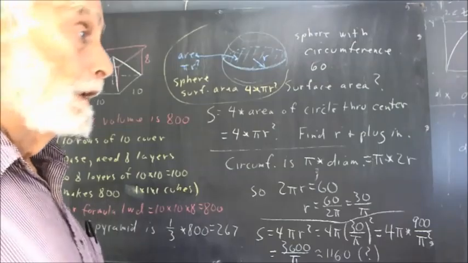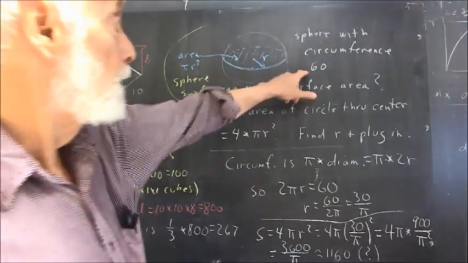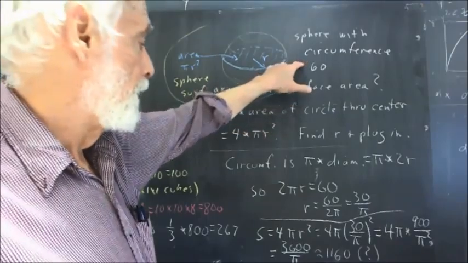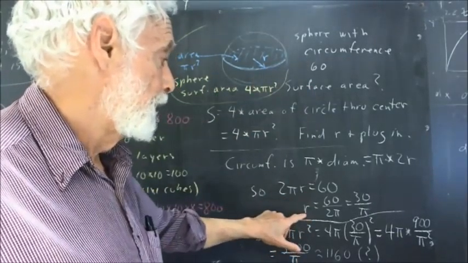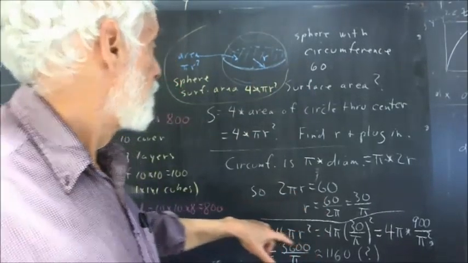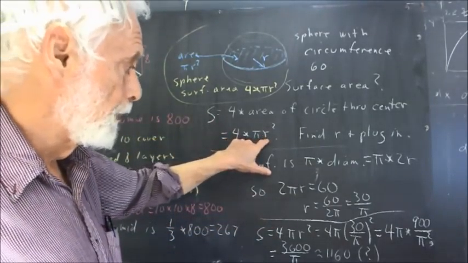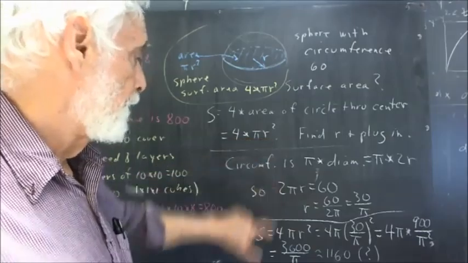Okay. Again, now, we know the circumference of this circle here, so we can find its radius. Okay, we find its radius, and then we know that the surface area is 4 pi times the square of the radius. We can find the surface area.